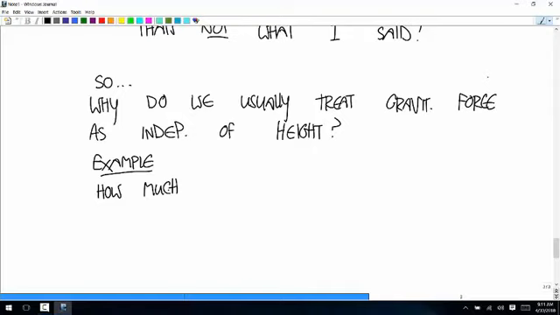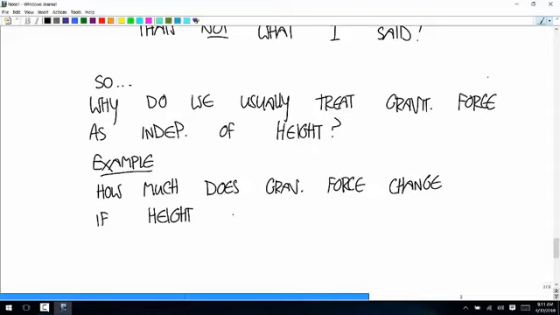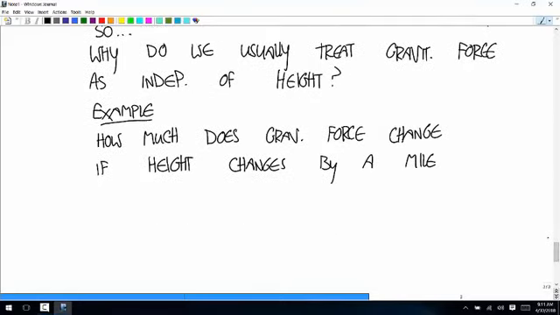So how much does the gravitational force change if the height changes by a mile? Well, the radius is 3,963 miles, sorry, the diameter is, no, the radius. So let's say 1 mile above the surface of the Earth.